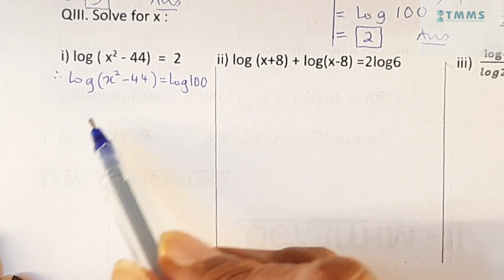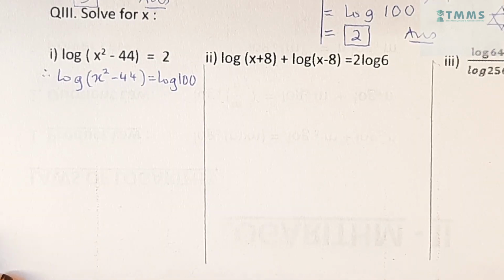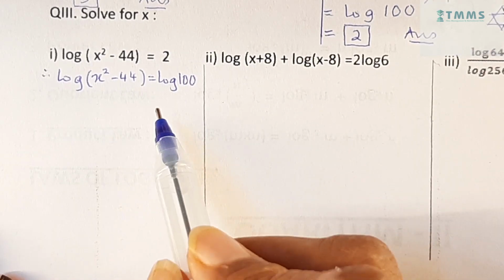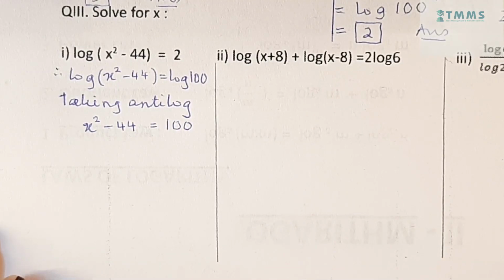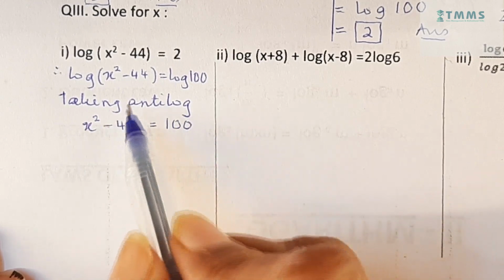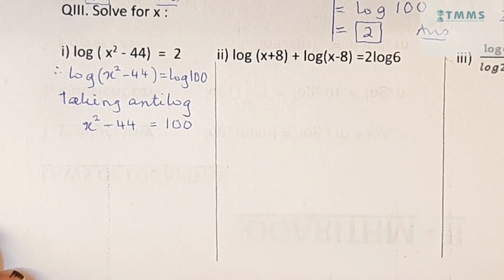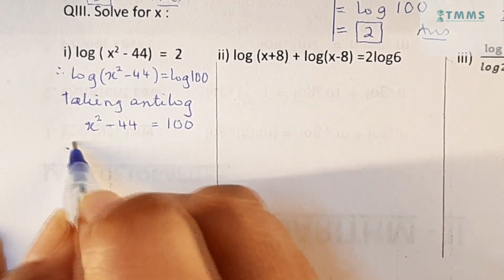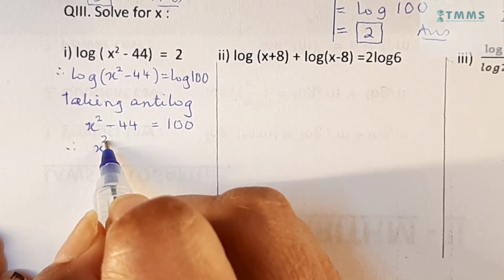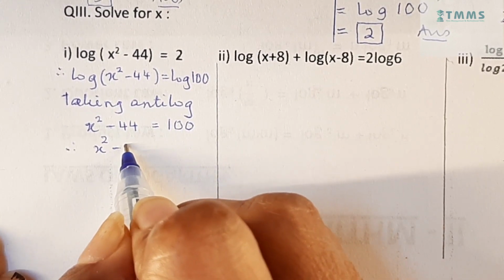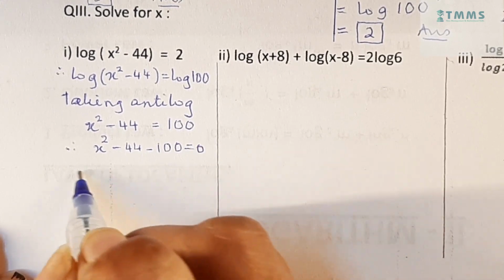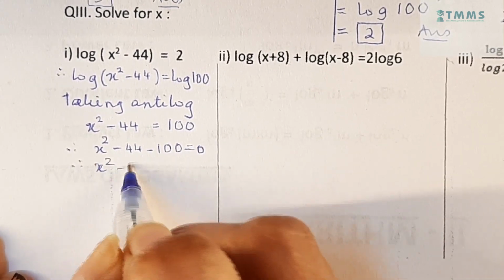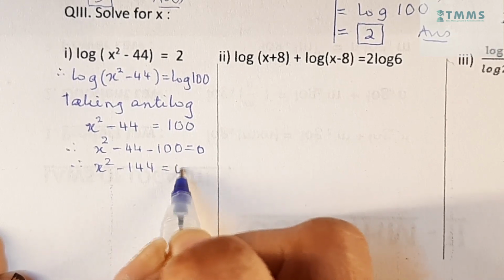Now when we remove the log, we can't cancel log and log. We have to say that we take antilog. So what do we write? Taking antilog, we will write only x squared minus 44 is equal to 100. Are we getting it? And so now we proceed as we would normally do. x squared minus 44 minus 100 equal to 0. So that will give us x squared minus 144 equal to 0.